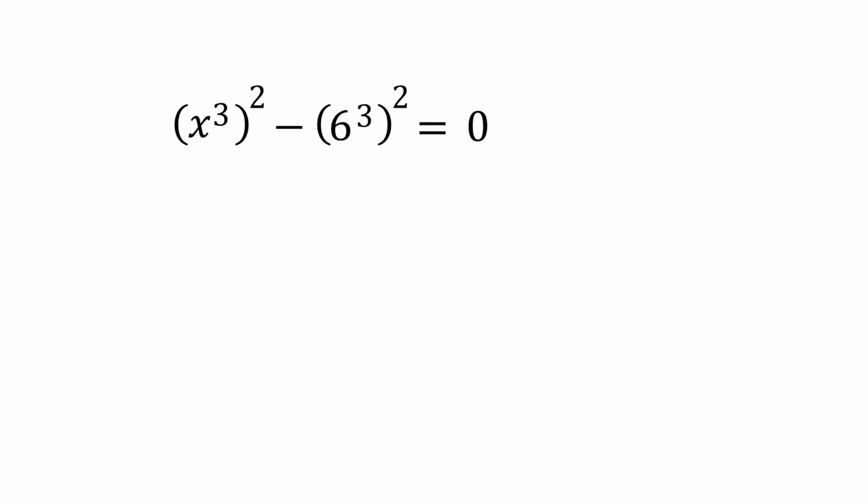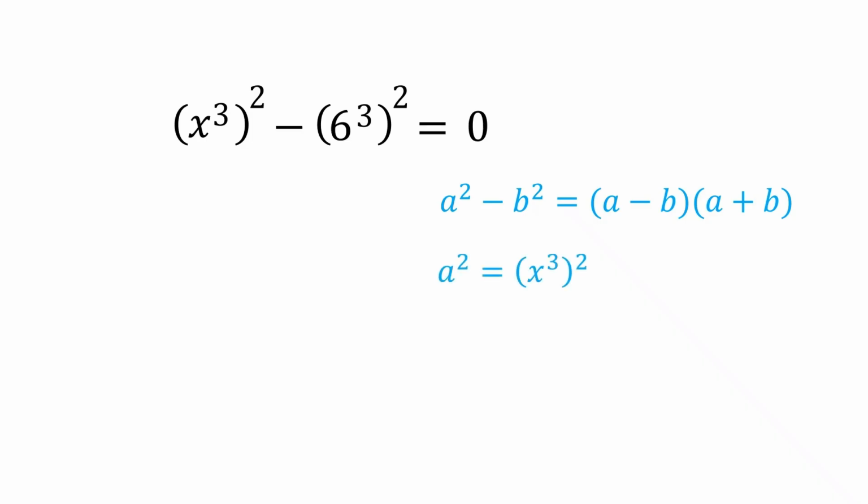Now something interesting appears. This no longer looks like a 6th power equation. It looks like one square minus another square. There it is, the pattern we've been looking for, difference of squares. Whenever we have one square minus another square, we can split it into 2 factors. Let's match the pieces. Our first square is (x^3)^2. Our second square is (6^3)^2.